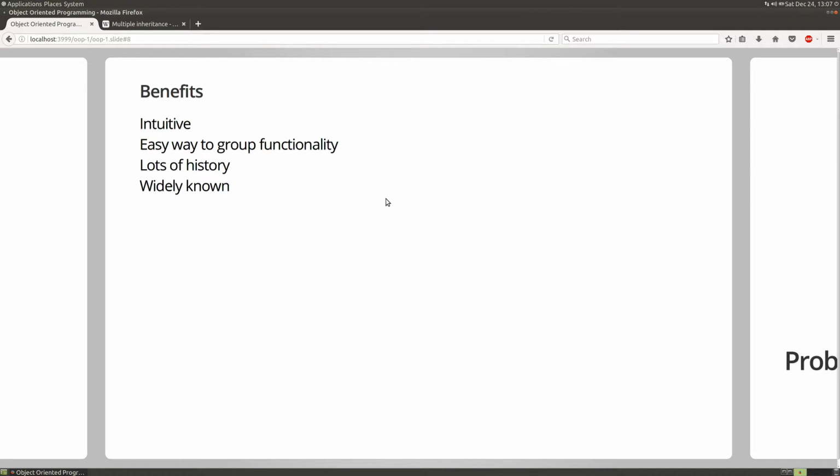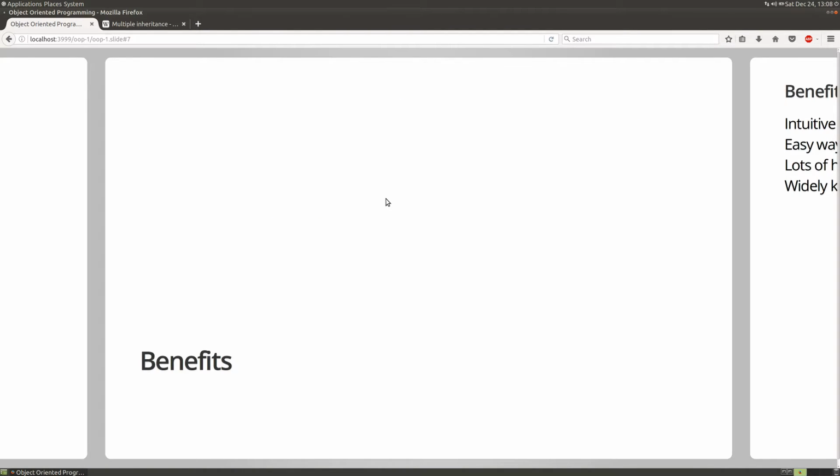Another benefit to object-oriented programming is it creates an easy way to group functionality together. Programs tend to get large over time, and it sometimes is difficult to group things together in a logical manner so that people can find where things are. And object-oriented programming kind of does this for us, it provides a framework for us to do this very easily.